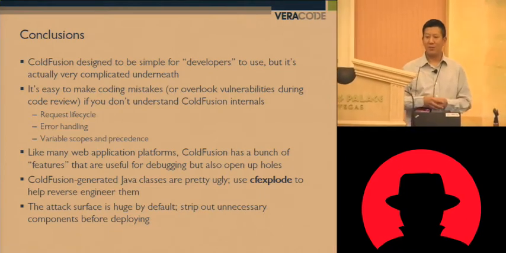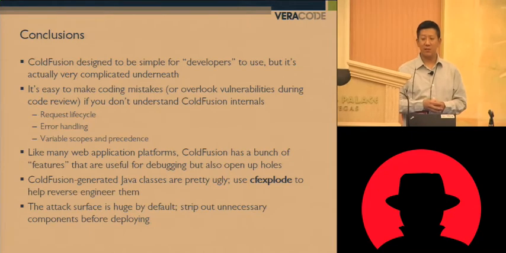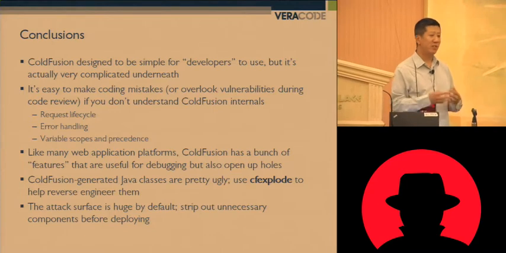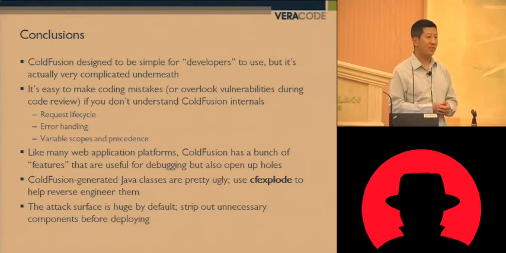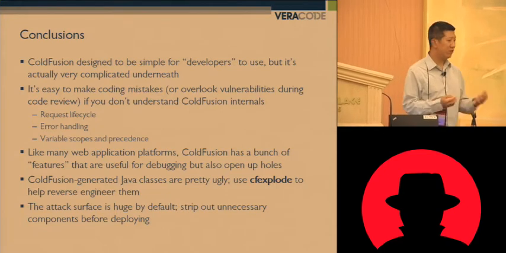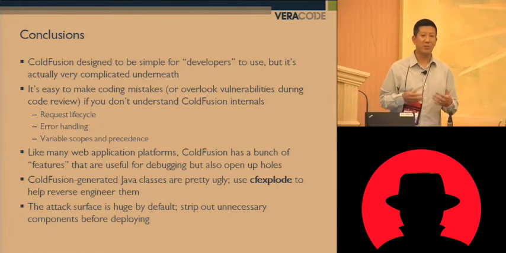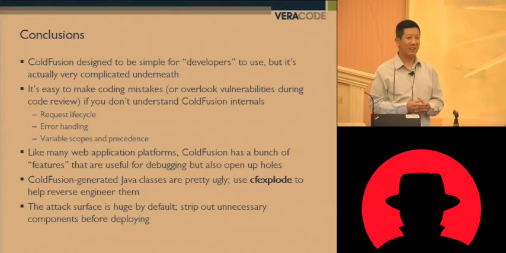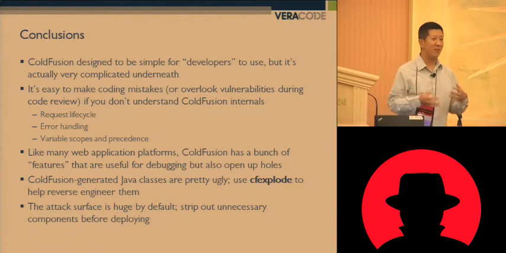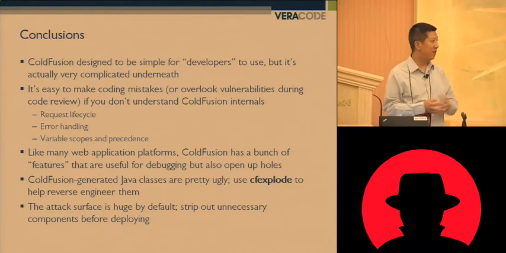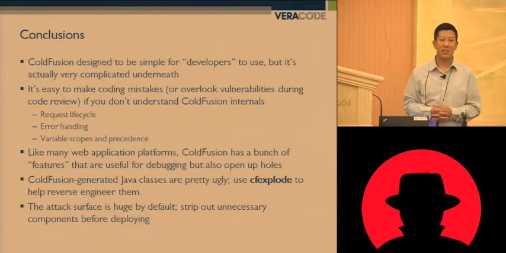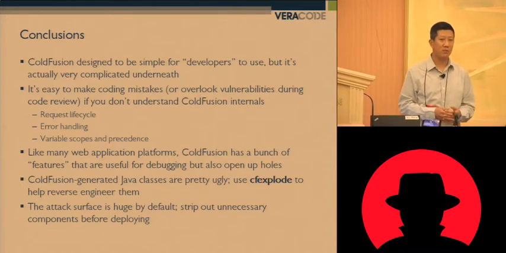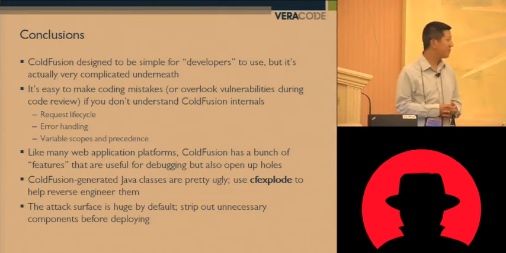A lot of features in ColdFusion, quote-unquote features, are useful for debugging purposes, but open up holes because they increase the attack surface of the application, and those things should be minimized just like in any other application that gets deployed to production. ColdFusion generated Java classes are pretty ugly. If you've ever looked at JSP compiled down to Java, it's similar. It explodes to like 10 times the original size because of all the ugliness that happens there. And if you come across a WAR or compiled class files on a server when you're doing a pen test, you need to reverse engineer. Use our tool CFexplode to break them down into class files that you can then feed into JAD.